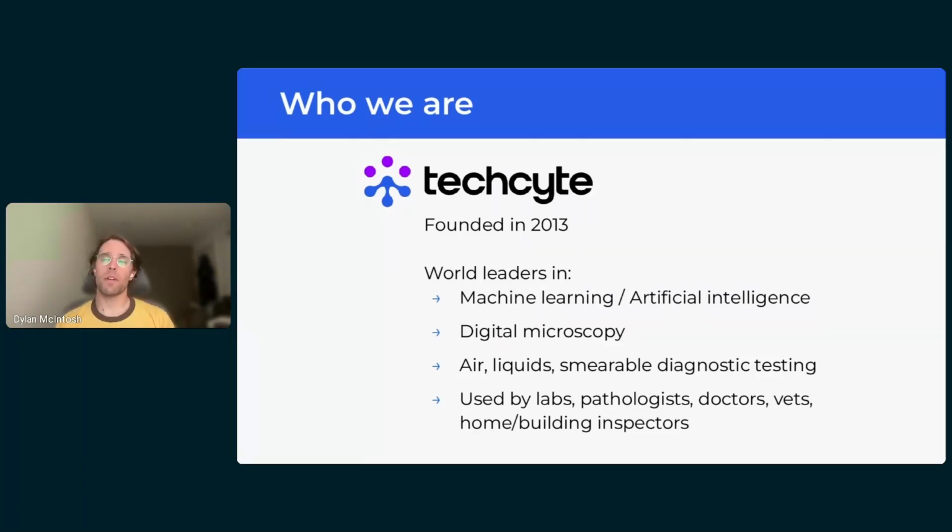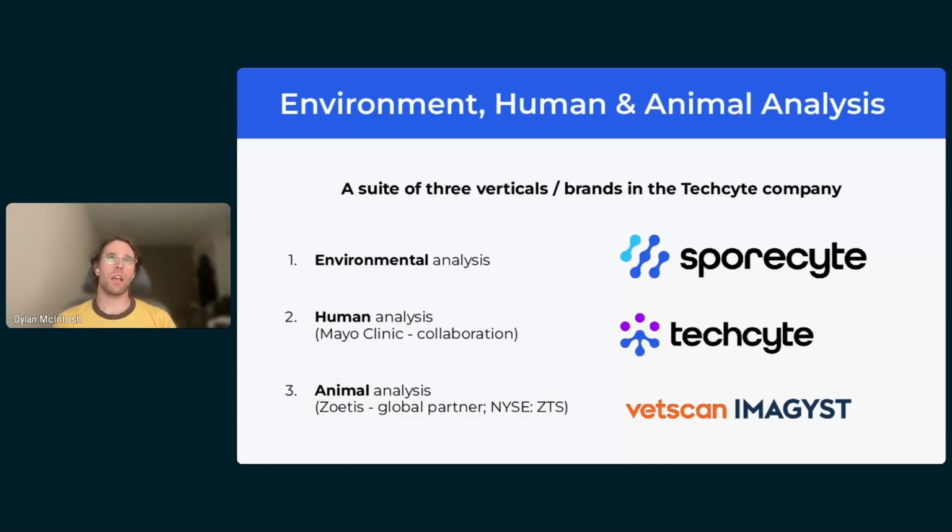So TechSite here is the name of our company. TechSite is the company I work for, the company that provides Sporecyte as a product. We were founded in 2013, and our main focus is machine learning and artificial intelligence, digital microscopy, diagnostic testing for air, liquids, and smearable sample types. And we're used in labs, human, veterinary, and environmental labs all across the world. There are 3 main product lines, 3 verticals here at TechSite. There's Sporecyte, which is our environmental product line. There's TechSite, which is our human analysis, where we have collaboration with Mayo Clinic. And then our veterinary product line is VetScan Images, which is a white labeled solution by Zoetis, one of the largest animal health companies in the world.